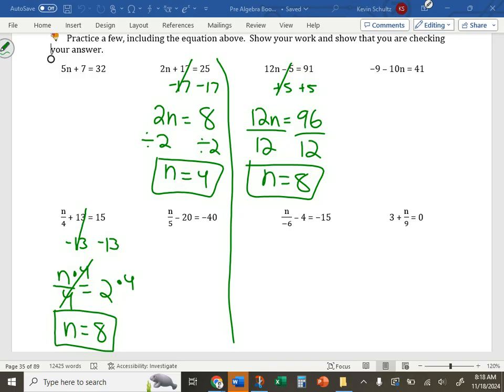Normal 9? Or... Normal 9. No, a positive 9. Yeah, right? So we're still going to deal with that non-variable value first. Save the variable for your second step. Negative 9 plus 9 equals 0.